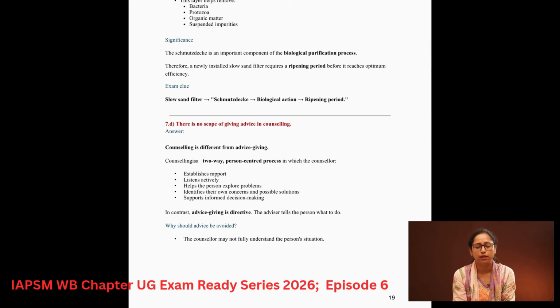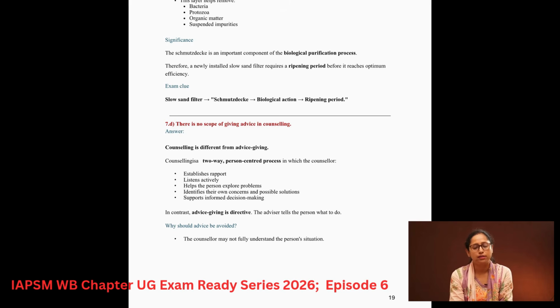The next question was, there is no scope of giving advice in counseling, explain why. Now, this statement is very correct, isn't it? Why? Because counseling is different from advice giving. Counseling is a two-way person centered process in which the counselor establishes rapport with the patient or the person, listens actively to the patient, helps the person explore his or her own problems, identifies their own concerns and possible solutions and gives support to the informed decision making of that person. In contrast, advice giving is very much directive. The advisor tells the person what to do and the patient needs to follow.